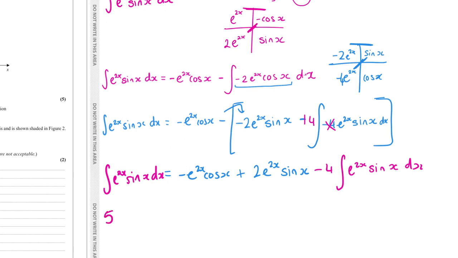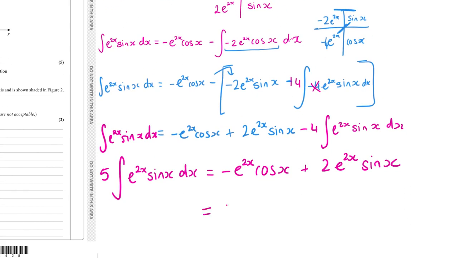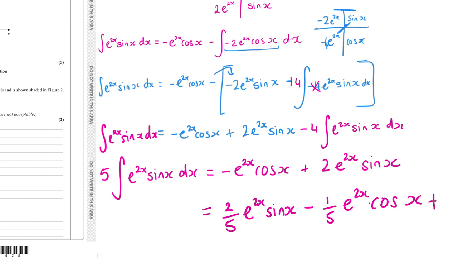So now I have 5 lots of the integral of e to the 2x sine x with respect to x equals minus e to the 2x cos x plus 2e to the 2x sine x. Okay, how do we get rid of the 5? Divide everything by 5. And I'm just going to change this, guys, to the positive in the front. Minus a fifth e to the 2x cos x. Okay? How do we feel about that now? Plus c.